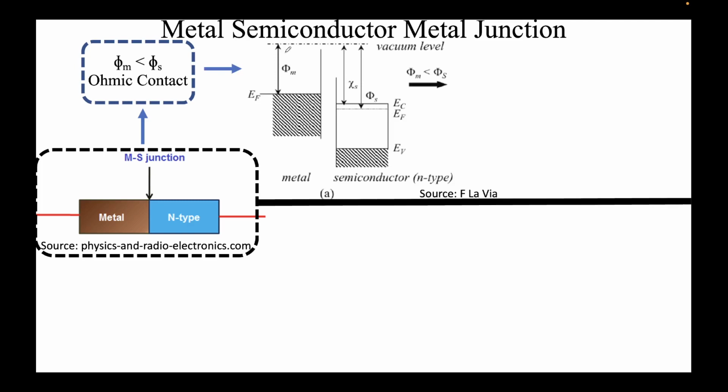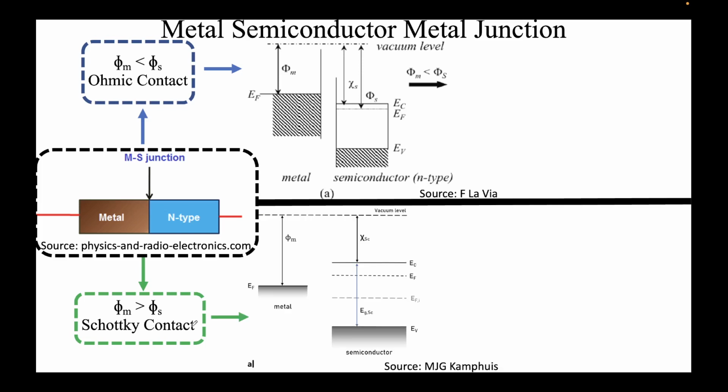You can see phi m is the distance between the vacuum level and the Fermi level. This is the definition of the work function, and this is the work function of the semiconductor. You can clearly see that phi s is greater than phi m, and hence this contact will be an ohmic contact. The second case is when phi m is greater than phi s, and the contact that we get in this case is called a Schottky contact, which you can see here.